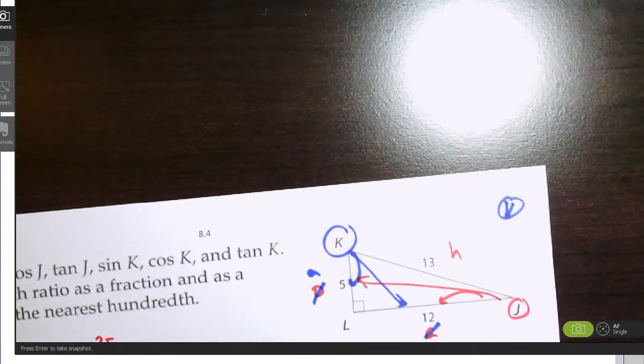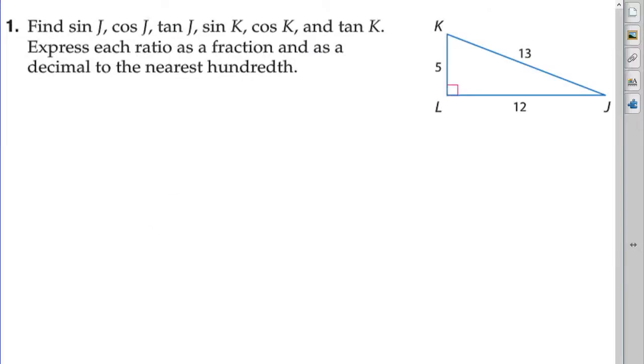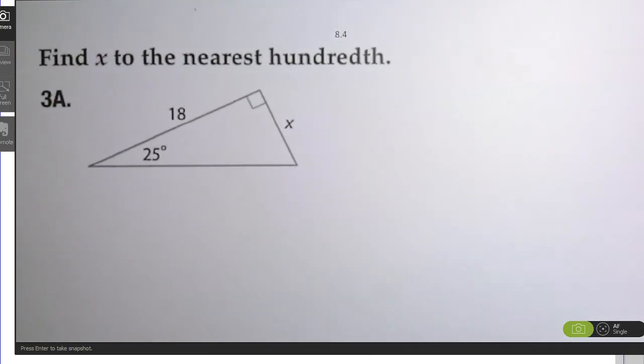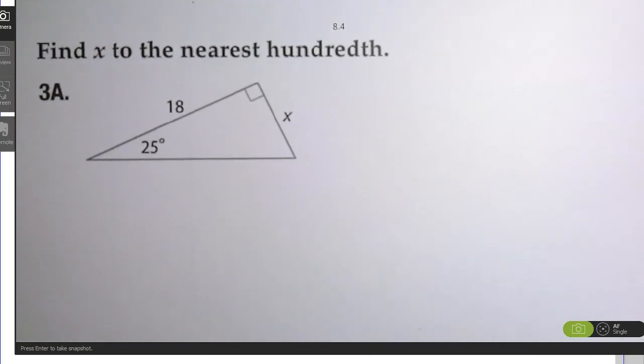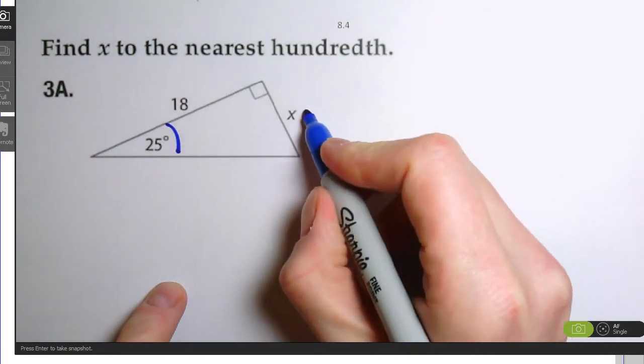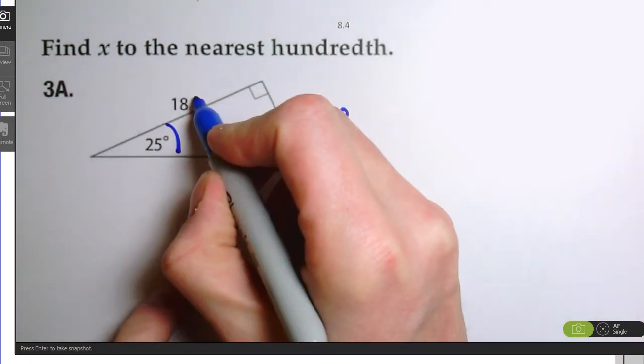Now, the next thing in this section is not just finding these ratios, but using them to find missing side lengths. Okay. And this is the big emphasis for this section, finding these missing side lengths. And it's not terribly hard to do, but you do need a scientific calculator. So here's how the process works. Okay. Supposed to find the measure of x. Now they give me an angle, so I'm going to use the angle they give me. For this angle, x is the opposite side, 18 is the adjacent side.